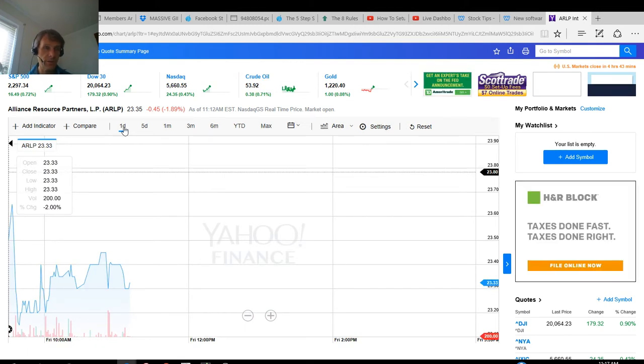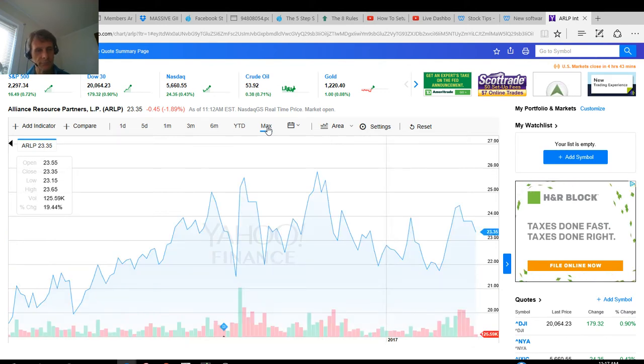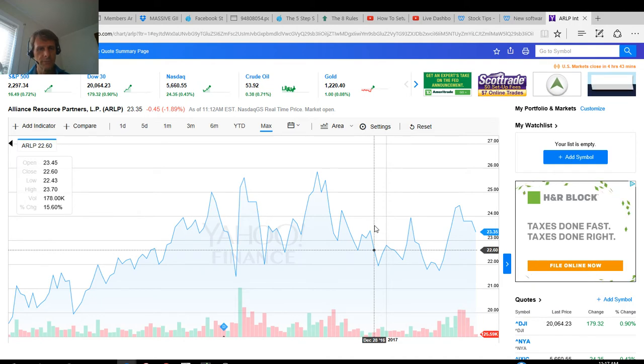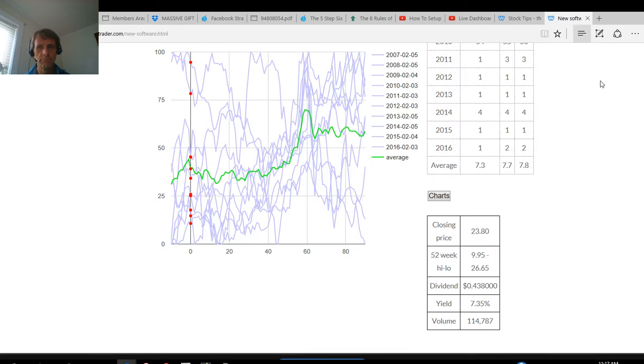That goes to the day chart. I don't want to see that. Year-to-date, max, ARLP, that's not right. There we go. That gives you an idea what it's looking like. Something doesn't look right there, but anyway, I'm not worried about it at the moment. All right, so that's that piece of software.